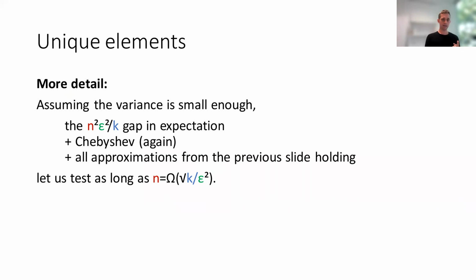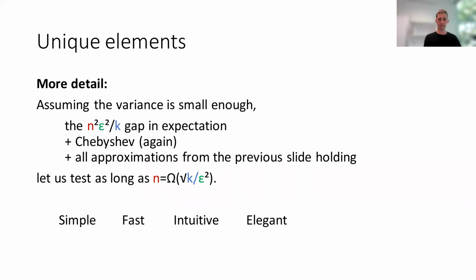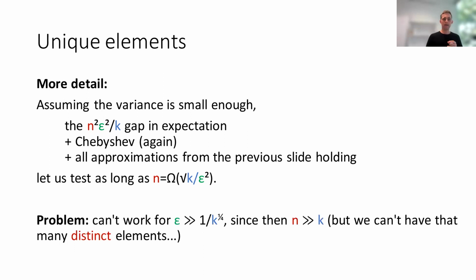Now there is a catch. Does anybody see why? If you remember the table, I said this only works if epsilon is not too small. Why is that? Well, that can't work if epsilon is too small. Sorry, that should be too small, so less than 1 over k to the 1/4.